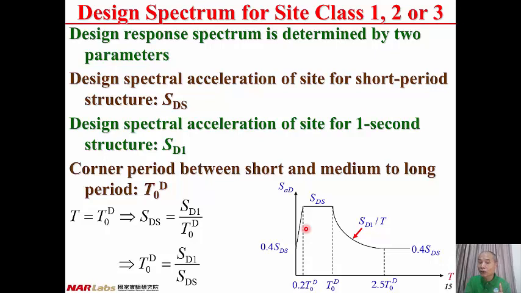Therefore, the design response spectrum can be described by only two parameters. One is SDS, the other is SD1. With these two parameters, we can determine T0D, therefore we can divide the response spectrum into four segments. One segment from 0 to 0.2 T0D is increasing linearly with the structural period T. Another segment is from 0.2 T0D to T0D and is a constant. For the third segment, from T0D to 2.5 T0D, is inversely proportional to the structural vibration period T. For the fourth segment, is constant equal to 0.4 SDS.